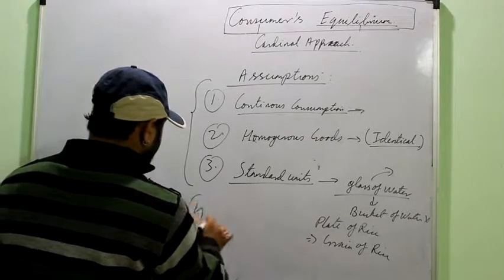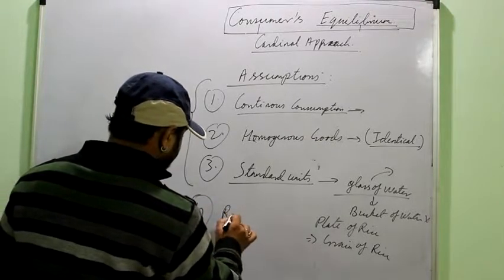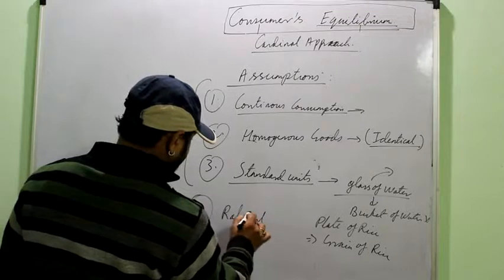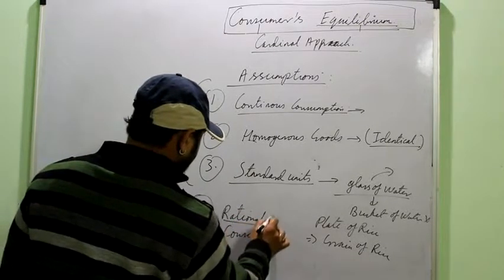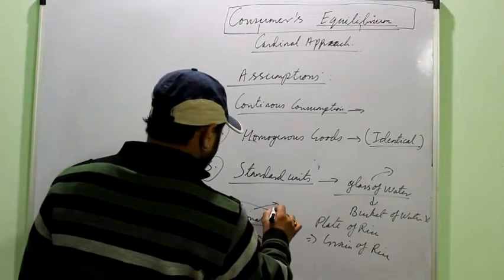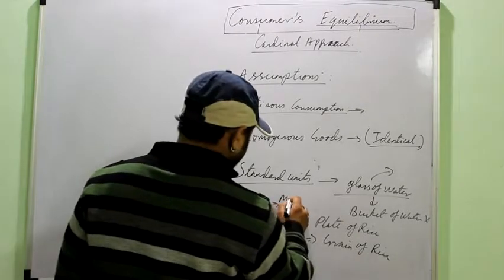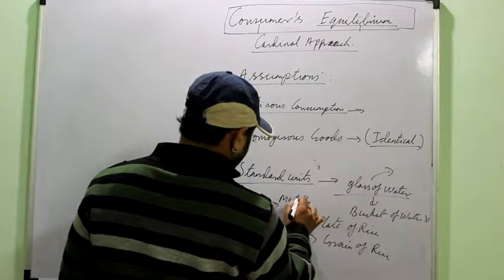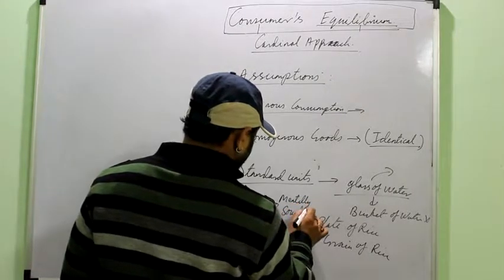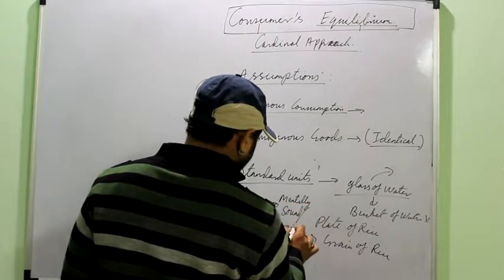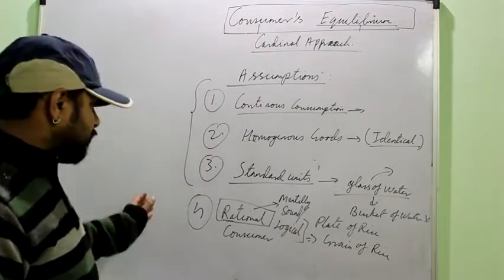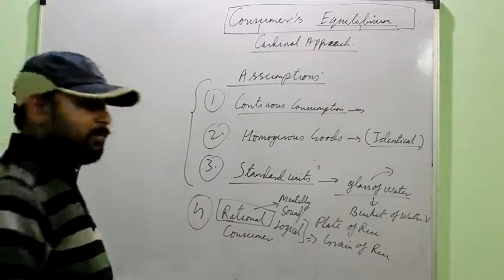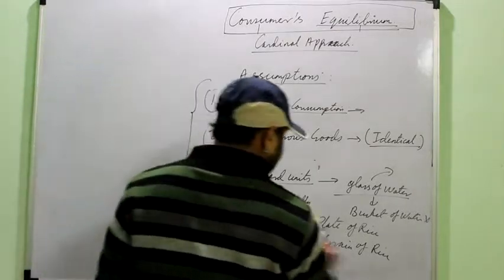One more important assumption is that the consumer should be rational. The consumer should be rational. Rational means that he should be mentally sound. Or you can say he should be logical. Reasoning. He should have the reasoning power, and he should try and achieve the equilibrium. He should think how he is spending the money.